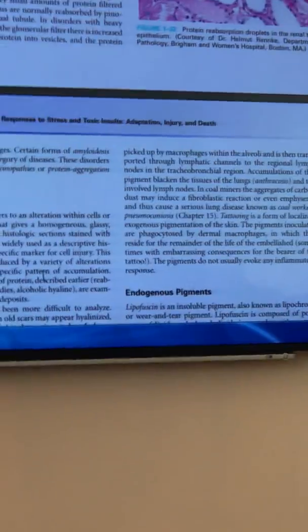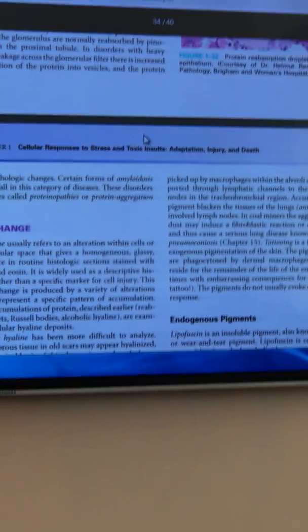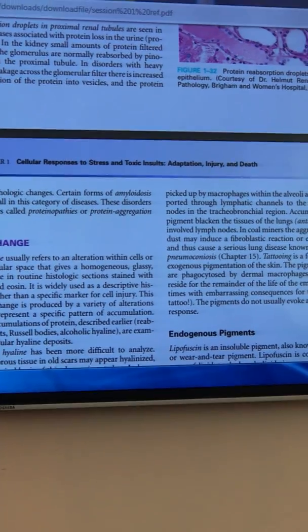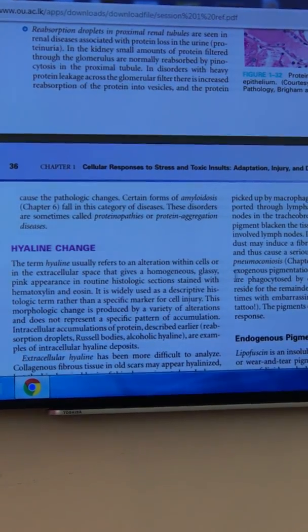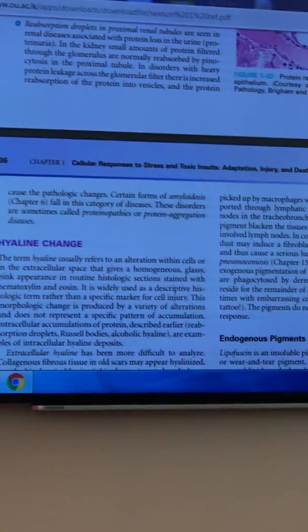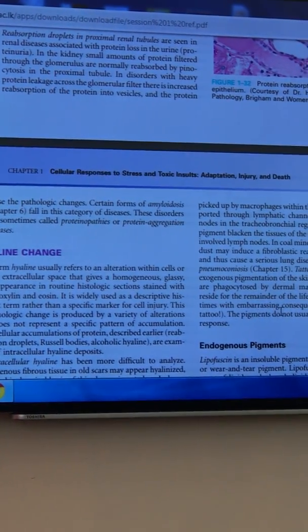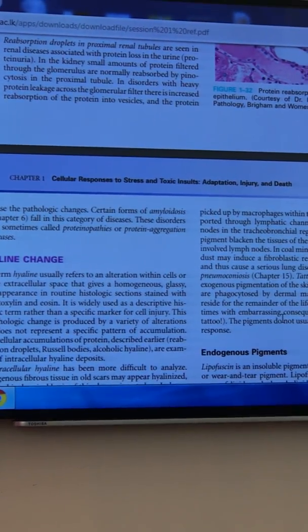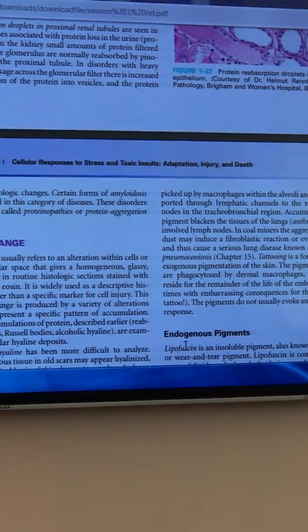The formal type of tattooing is permanent pigmentation. You can't remove it. So sometimes, as a joke, it is said that it can cause embarrassment, or sometimes embarrassing consequences, for the bearer of the tattoo.